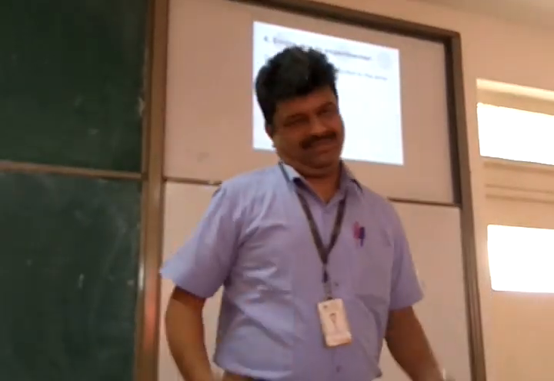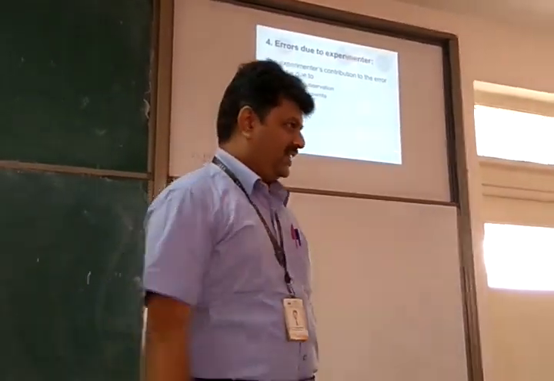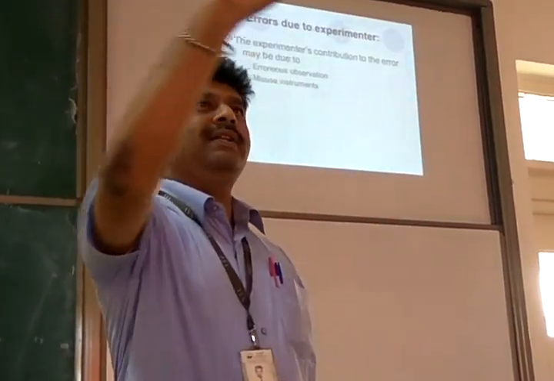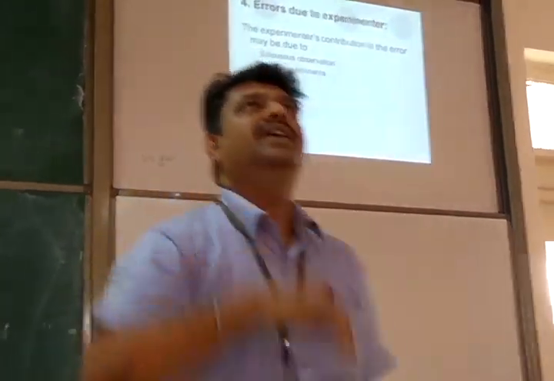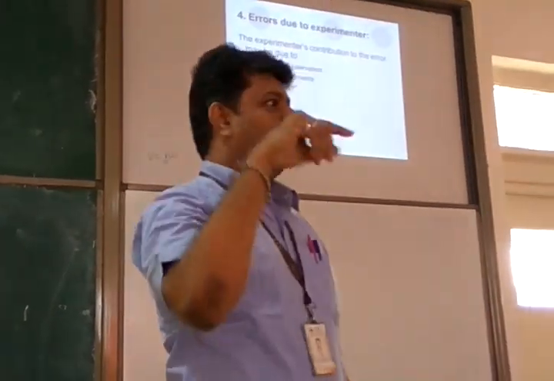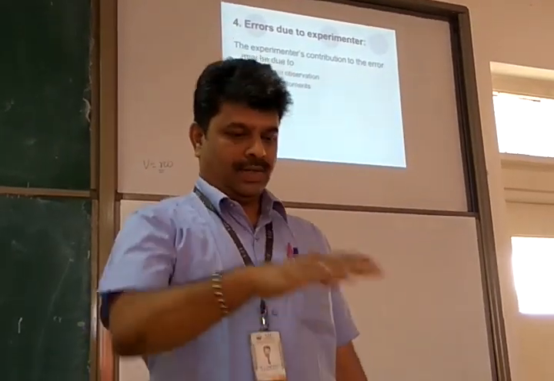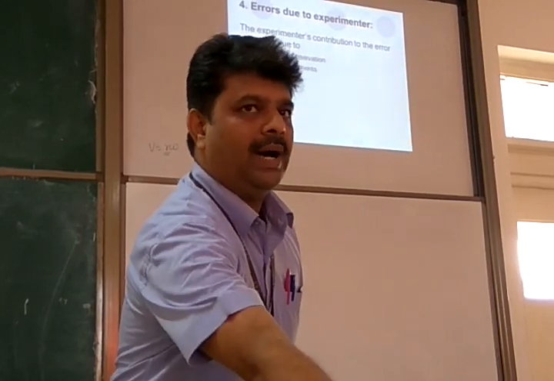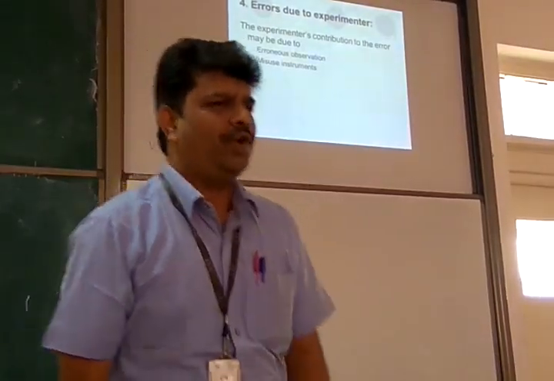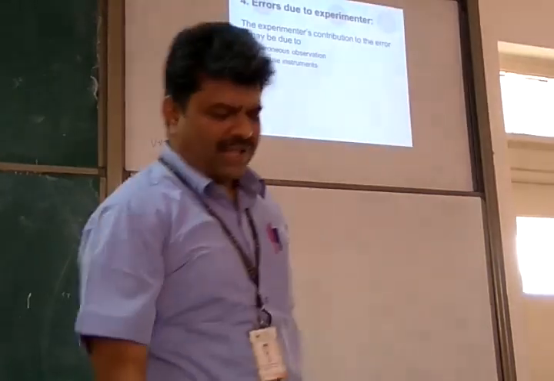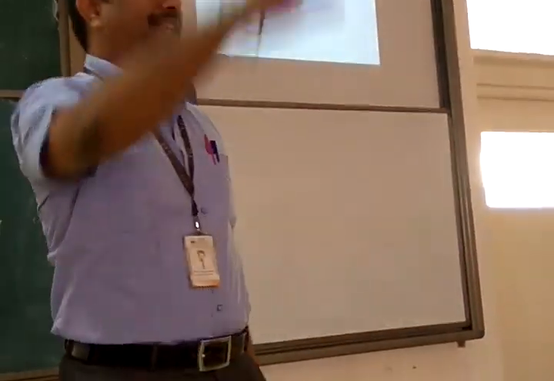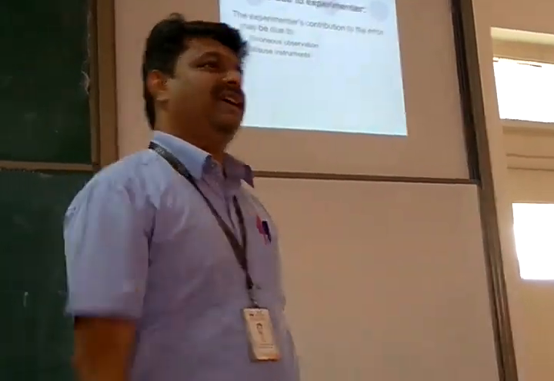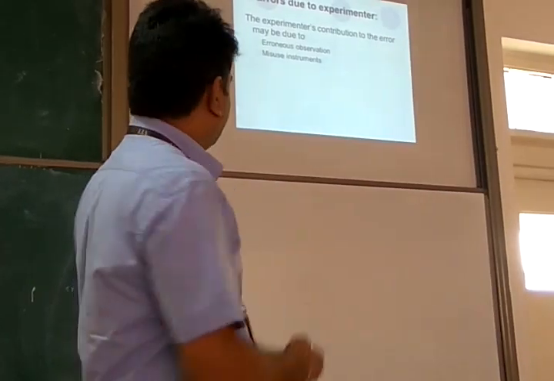Errors due to the experimenter. I told you, we are also part of the measurement, isn't it? We are taking the reading. Sometimes the needle will be here and the scale will be on the back. If I am reading from an angle like this, I will be reading more than the actual value. Normally, we don't bend down and then take the reading. We slightly bend and say, yeah, this is the reading. So we tend to do this while taking readings. So parallax error is bound to happen while taking measurements.